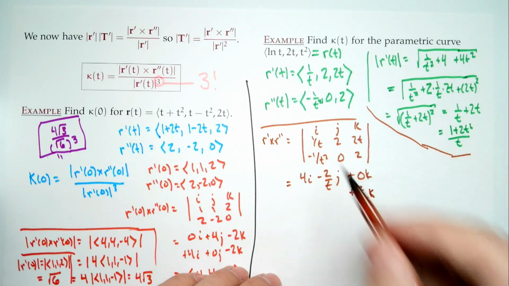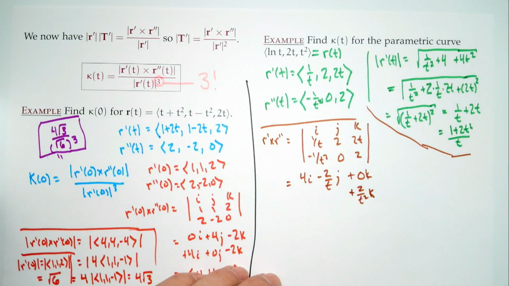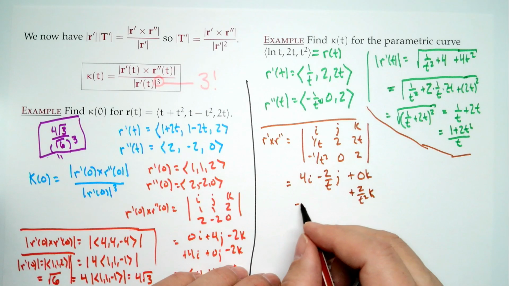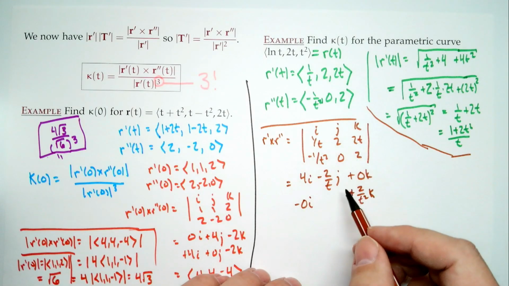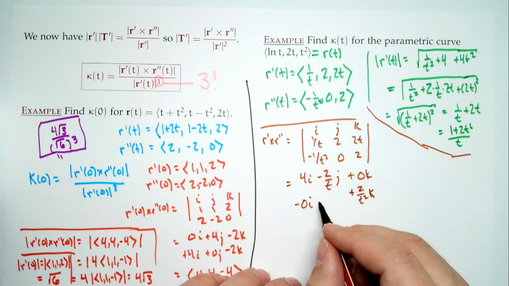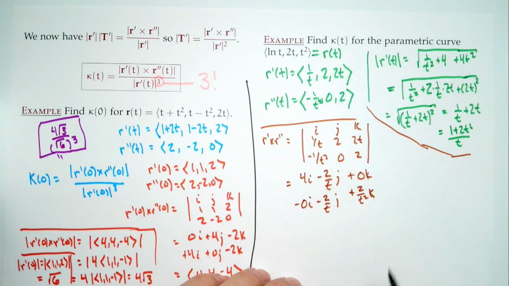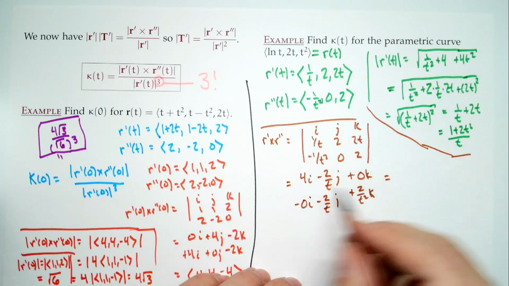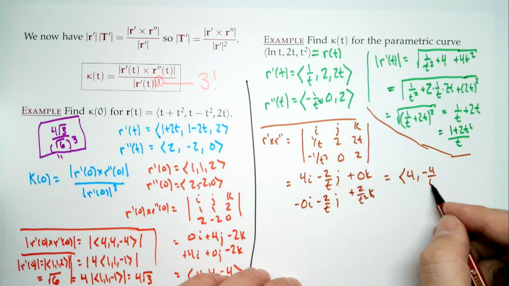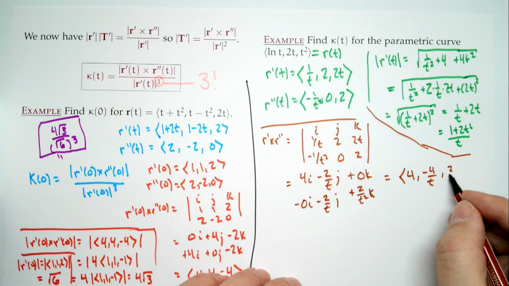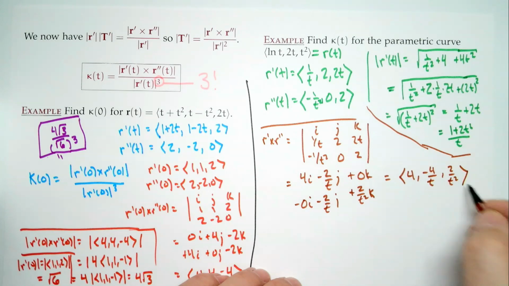0 times 2t times i. 0i. Because of the direction, I'm going to subtract it. A little bit of 0 humor. Okay, all right. 2 times 1 over t times j. 2 over t j, but because I went up, I'm going to subtract. So, putting this all together, we get 4, negative 4 over t, and 2 over t squared.